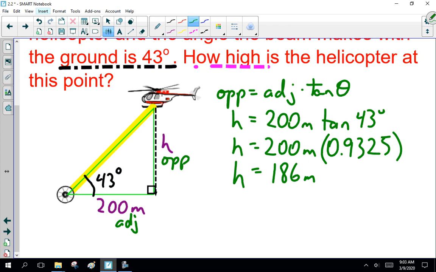Okay, so opposite is adjacent times tan of theta. The adjacent is 200 meters. The angle theta is 43 degrees. Tan of 43 is 0.9325. I got a height of 186 meters, which is reasonable.